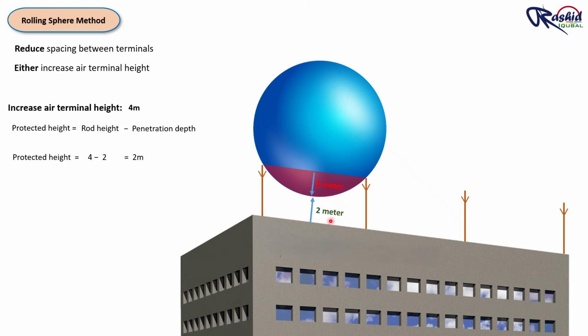So what does this mean? It means now everything up to 2 meters high on the roof, like small equipment, tanks or we can say people, will be safe inside the protection zone. So by either reducing the spacing between rods or increasing the rod height, we can make sure that the roof and all the equipment on it are fully protected from lightning strikes.